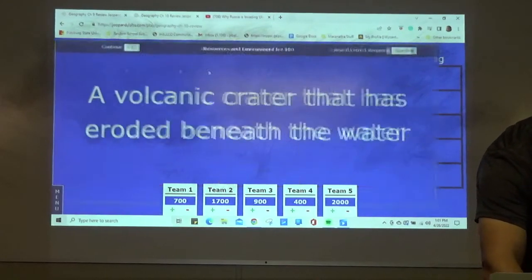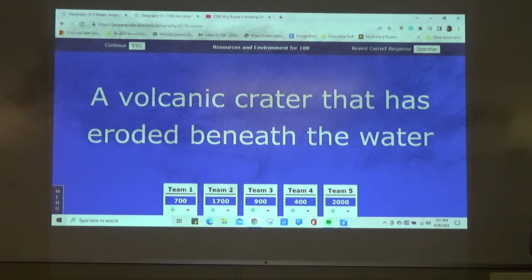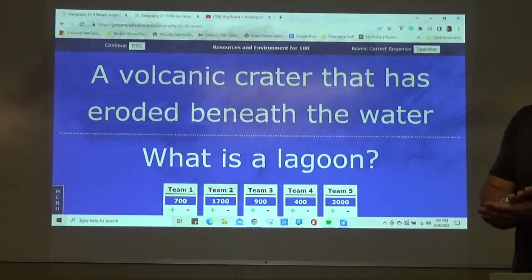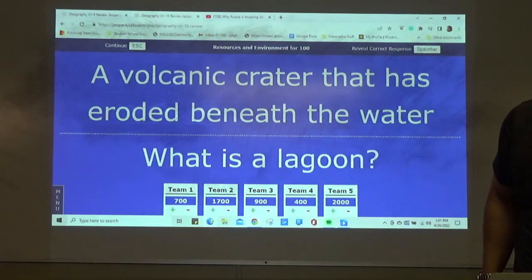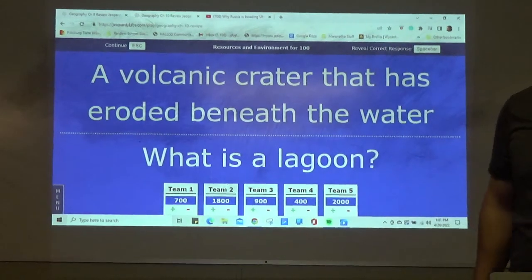And then finally resource environment 100. Here we go. A volcanic crater that has eroded beneath the water. Yes, Lagoon. Very good. Alrighty, that is everything. So Team 2 got that one. That was a close game. They were literally only 2 behind Team 1. So Team 5, y'all pulled out the win. Good job.